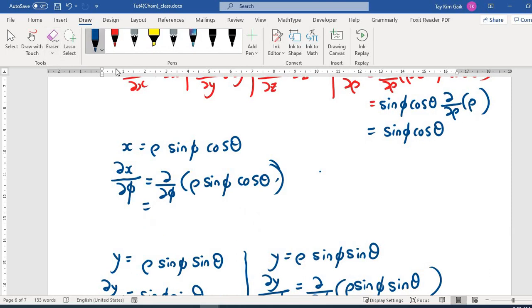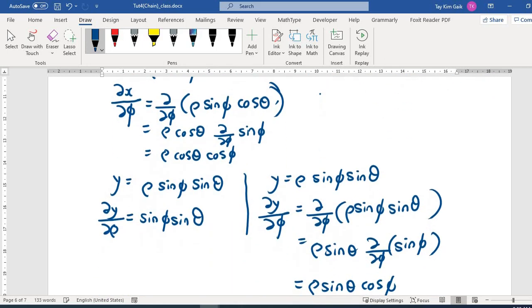This is actually for del x del phi, in fact rho cos theta. This is del phi sin phi. So the answer is rho cos theta cos phi. So del y del phi is rho sin phi sin theta cos phi.